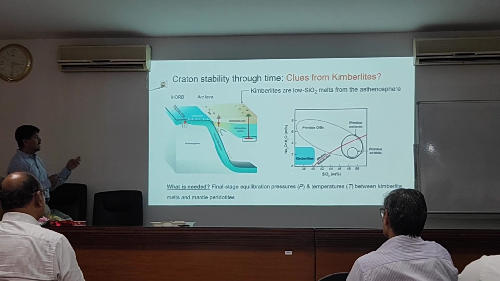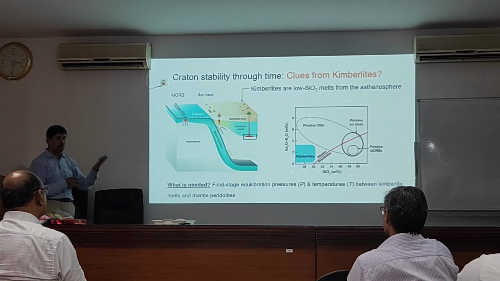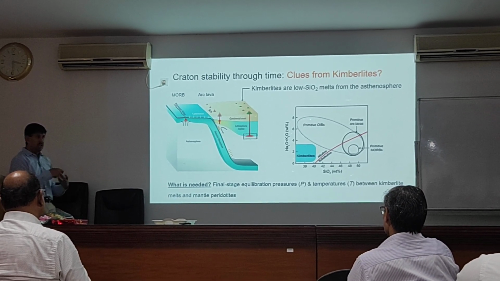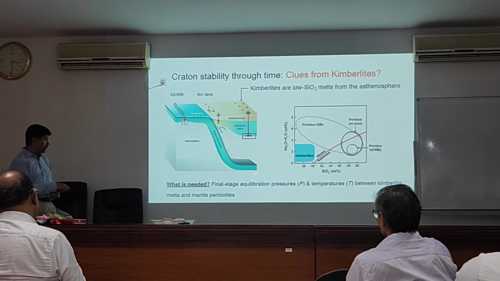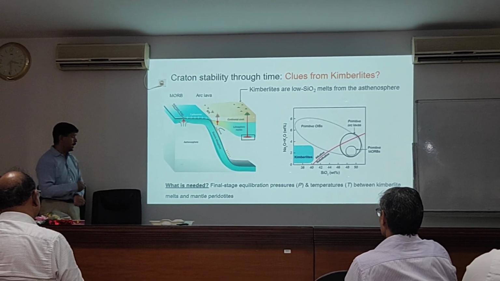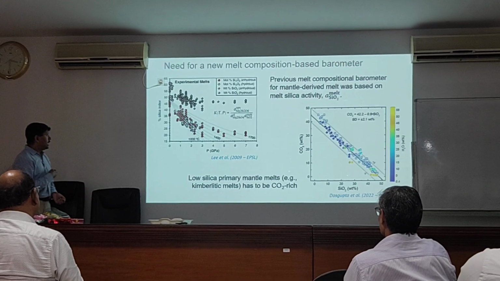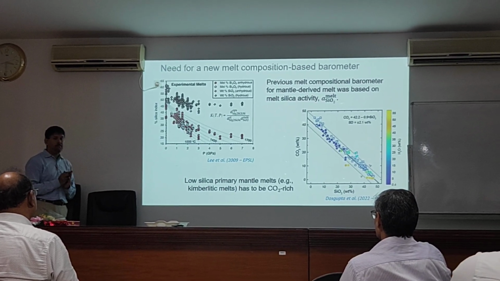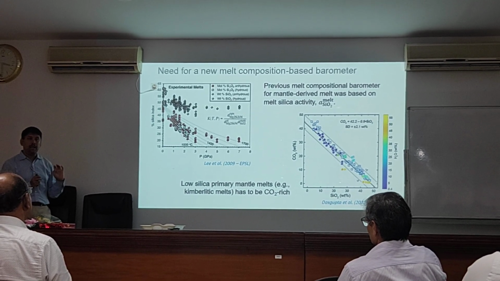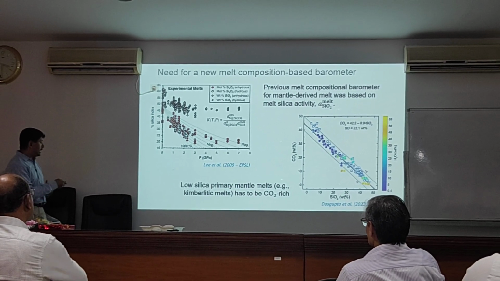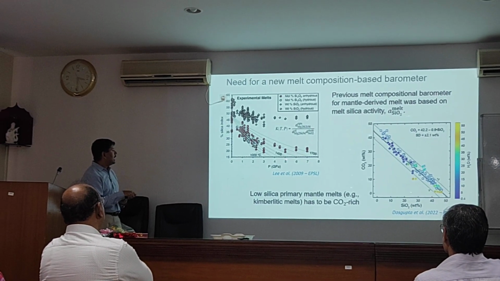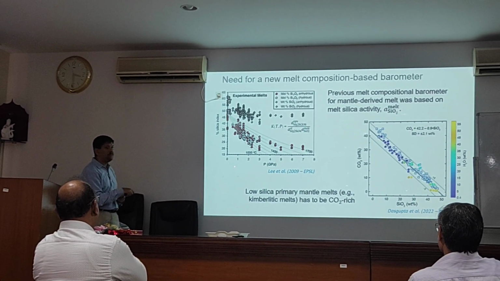So what we need in order to utilize kimberlitic magma composition to probe their depth of generation is some sort of thermobarometer, based on kimberlite magma composition, that will allow us to estimate the pressure and temperature of kimberlitic melts with mantle samples, right? Now, as it turns out, there are some melt-composition-based barometers that have been devised before, where people have utilized the silica index, or basically the activity of silicon in the melt, to correlate with the depth of their generation.